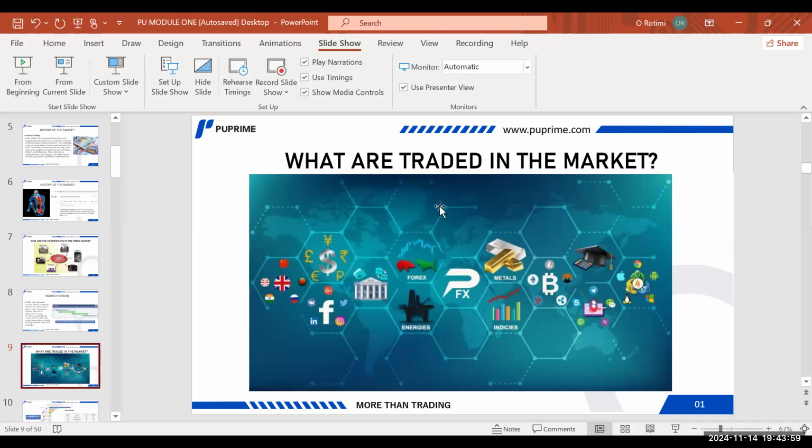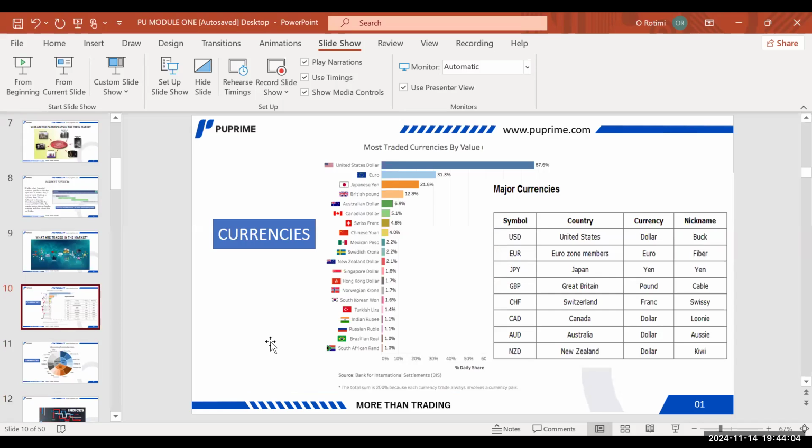All right, we'll look briefly at each arm of this global financial market. Once again, we talk about the global financial market now, and we'll look at the Forex market.